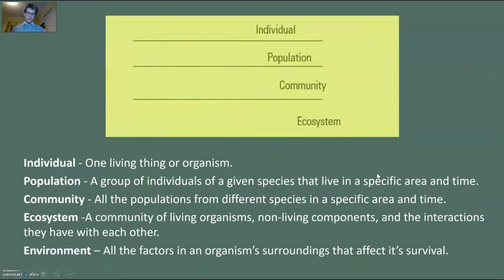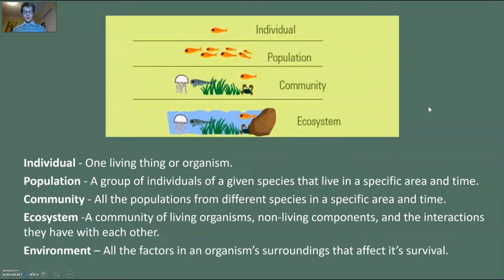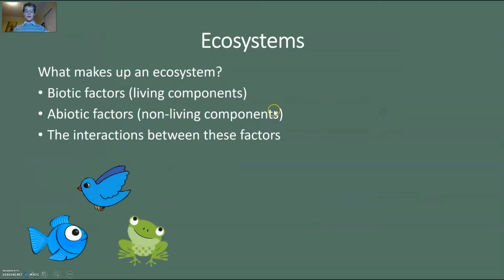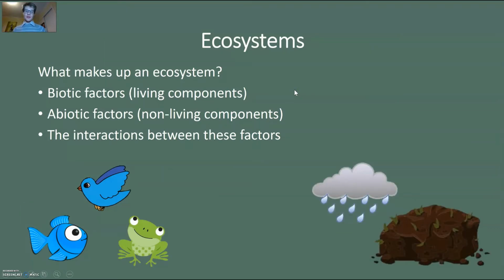Firstly, let's get a few definitions and terminology out of the way, because biology is all about that. An individual refers to one organism. Populations refer to an entire species in a given area. A community refers to all the species, all the populations of all the different organisms in a given area. And an ecosystem refers to the biotic and abiotic factors, and the interactions between these factors in a given area.